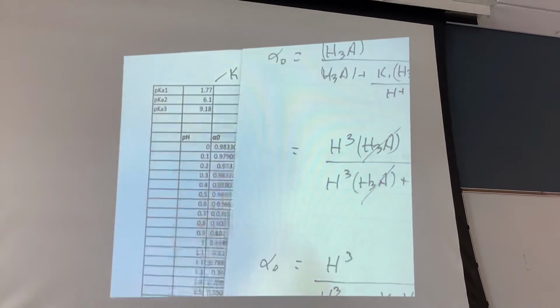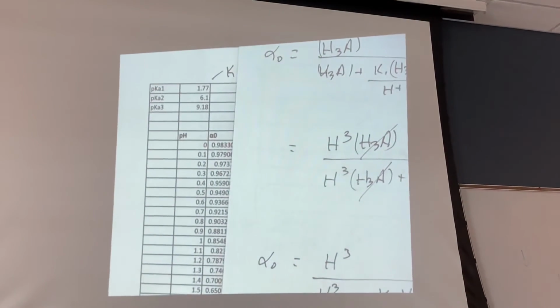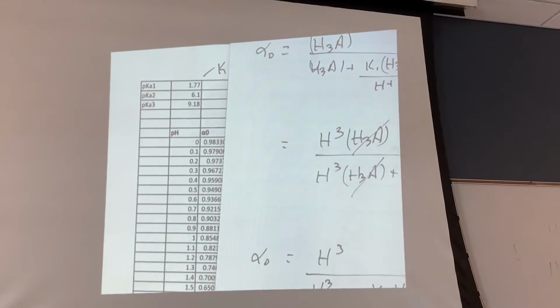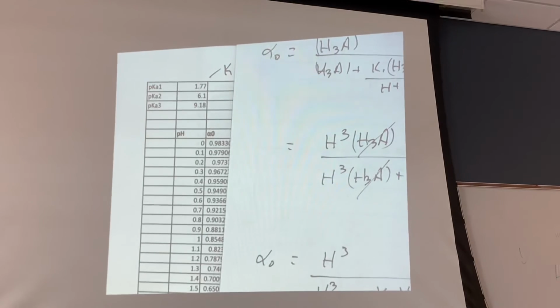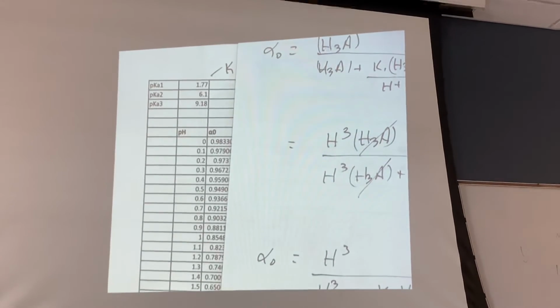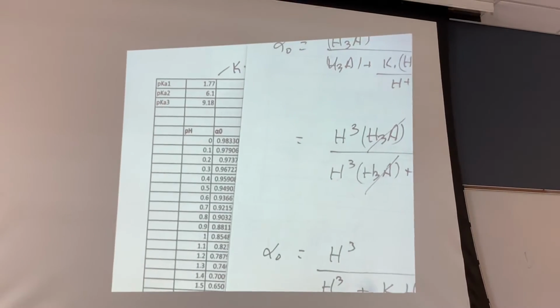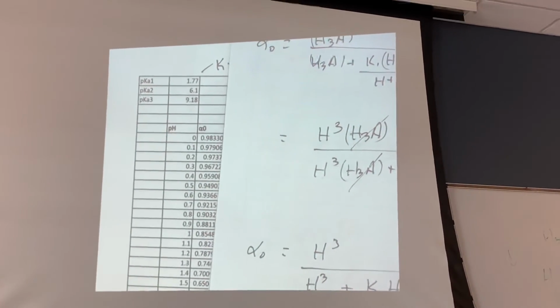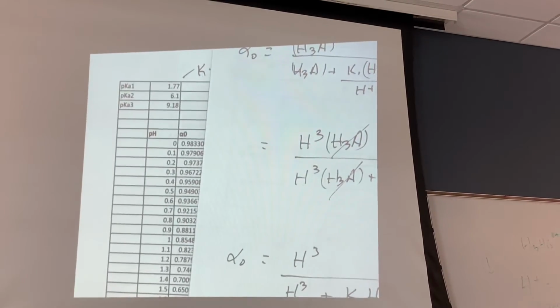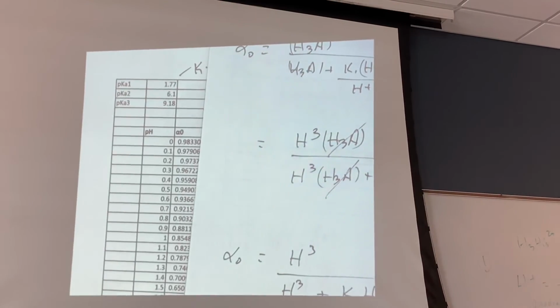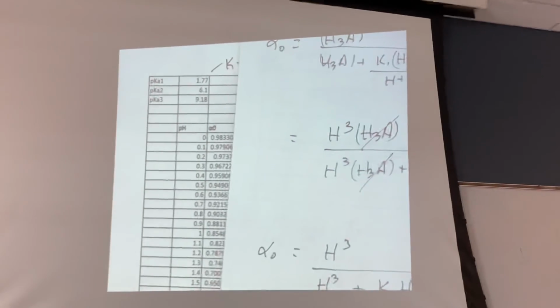Once you get the pattern, I can write 6 alphas for a hexaprotic acid. It'd be H to the 6th over H to the 6th plus K1 H to the 5th, K1 K2 H to the 4th, etc. So there's a pattern to it, and you can derive that for each of these terms.